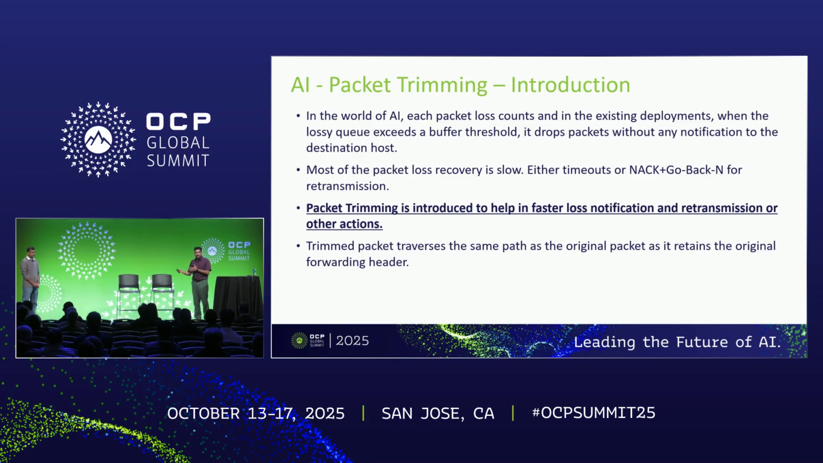So that's essentially the feature capability, and there are configurations and parameters that are capable of enabling packet trimming in packet trim eligible queues. The one main thing is that the trim packet traverses the same path as the original because all the headers are retained.